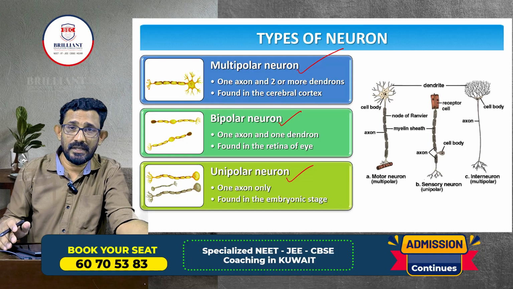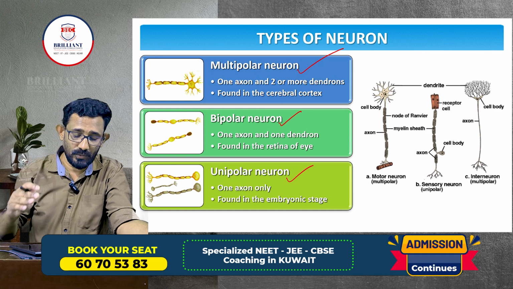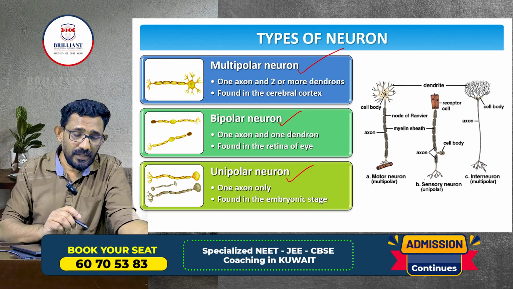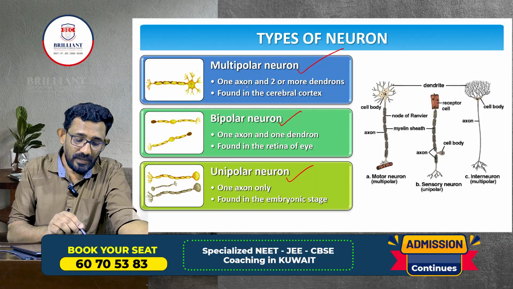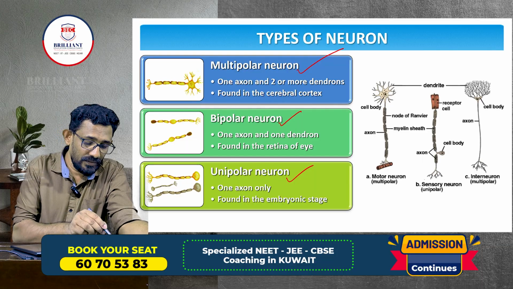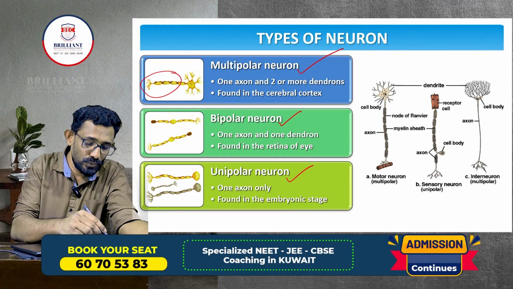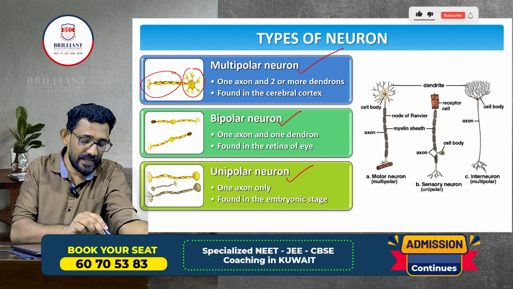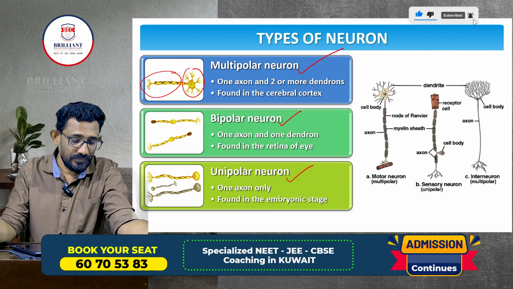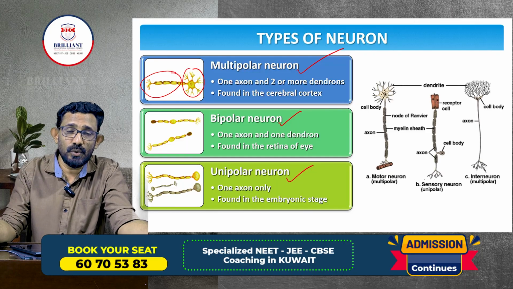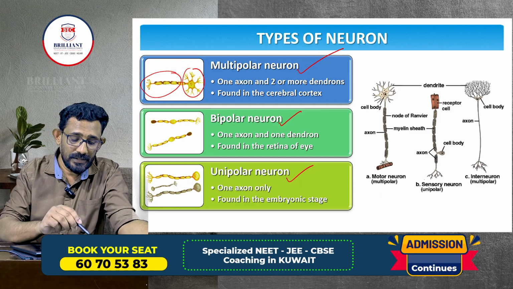Multipolar. You know what a pole is: south pole and north pole. So here, multipolar neurons mean one axon and two or more dendrons. See, one axon with two or more dendrons. This is the axon and these are the dendrons. So if a neuron has one axon with two or more dendrons, that type of neuron is called a multipolar neuron.